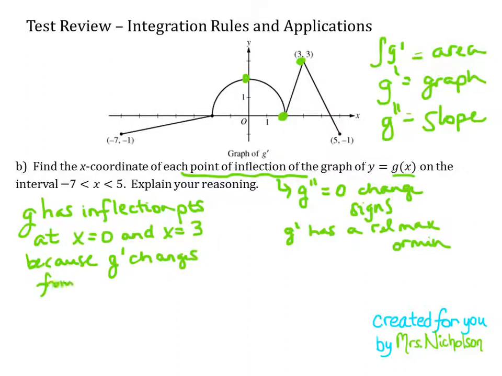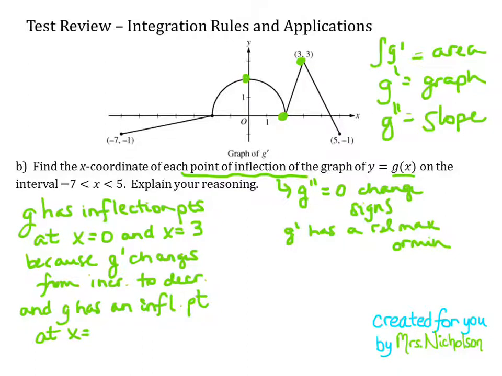changes from increasing to decreasing, and g has an inflection point at x equals 2 because g prime changes, at 2 we change from decreasing to increasing.